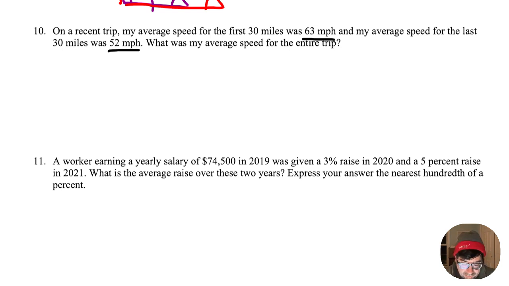aren't equal, right? You're going a fixed distance, 30 miles at 63 miles per hour, so you're going pretty fast. Then you slow down for the next 30 miles, so that's going to take you longer. So you're traveling at 52 miles per hour for a longer time than you're traveling at 63 miles per hour, right? Same distance takes longer at a slower speed. So it tells me that, let's estimate first. If it was exactly the same time for both speeds, you would just add them and divide by 2. So this is a good way to estimate our answer.